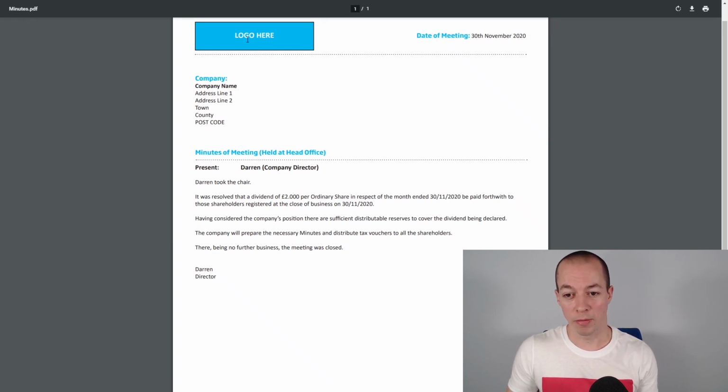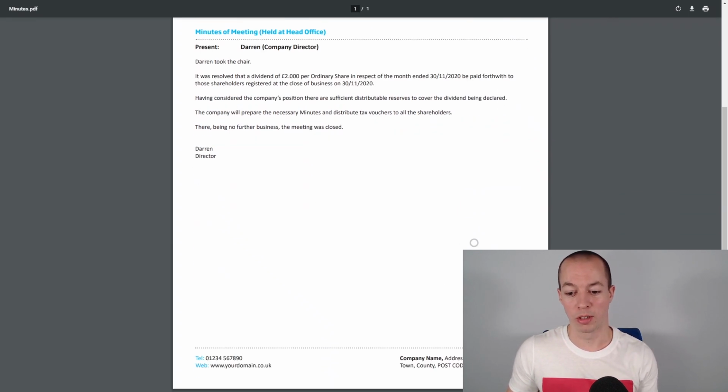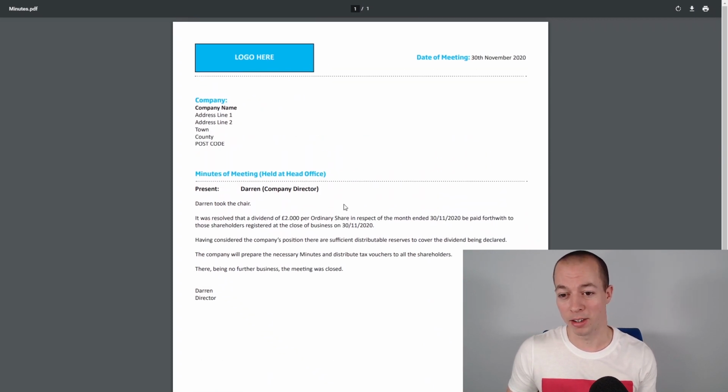So in front of me, we have the minutes template that I used to use. At the top, you just have your logo, the date, and at the bottom, just some design things. So pretty much just use your usual headed paper. For me, I just used my invoice template and swapped out all of the invoice details for this information. So pop in your company details, who was present at the meeting. I was the only person present. As it says, Darren took the chair. Then you say how much you actually paid per share. So I paid £2 per share. And it covers the dates for the month that you're actually paying this dividend.